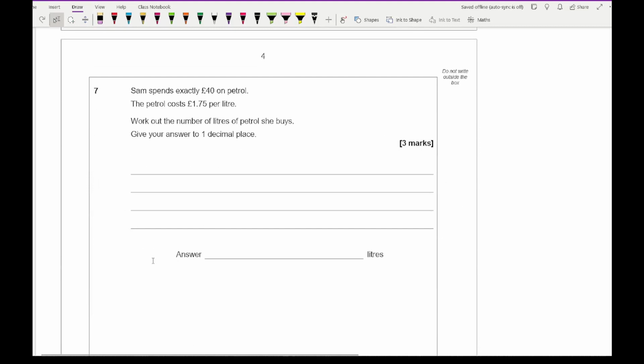Moving on to question 7, it says Sam spends £40 on petrol. The petrol costs £1.75 per litre. Work out the number of litres of petrol she buys. Give your answer to 1 decimal place.